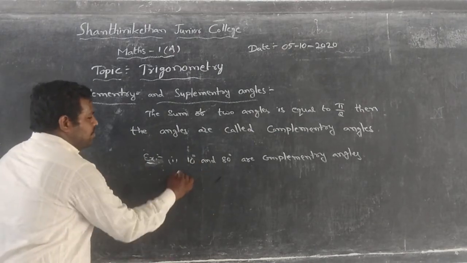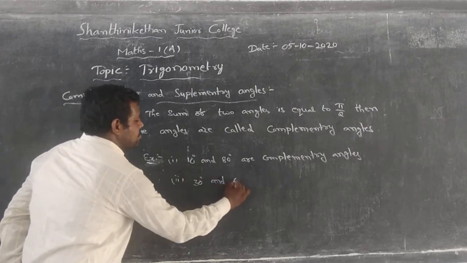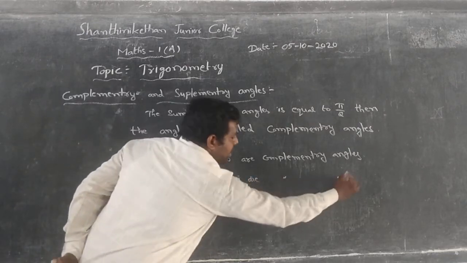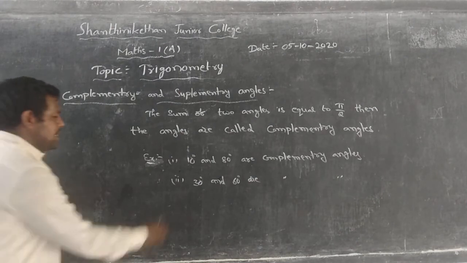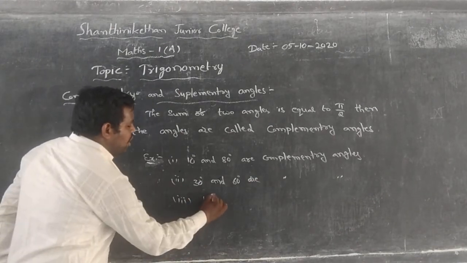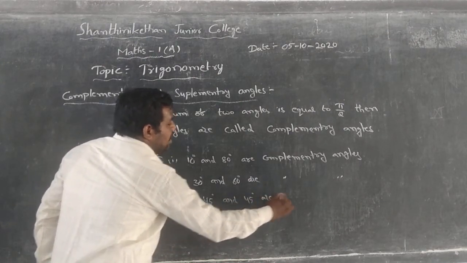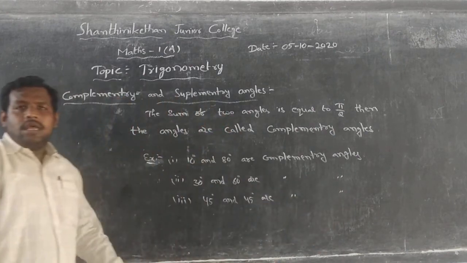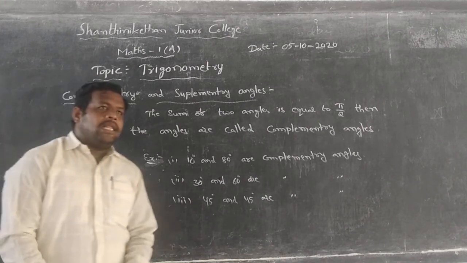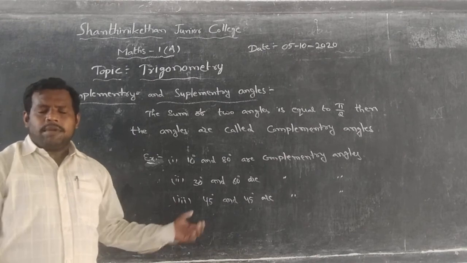And a second example, 30 and 60 degrees. These two angles are also complementary angles. And another example, 45 and 45. These angles are also complementary angles. Simply we can say if one angle is theta and another angle is 90 minus theta, then the angles are called complementary angles.